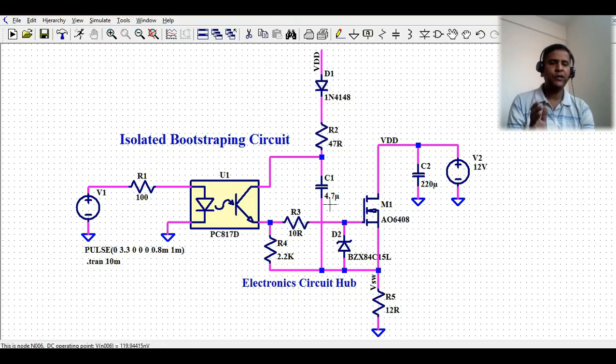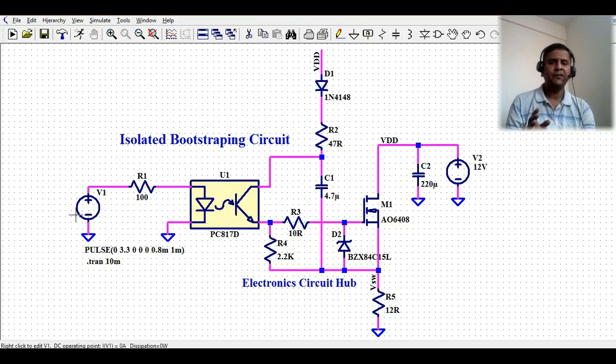So at this point of time, resistor R2 provides a charging path to C1, and the stored voltage across C1 is going to be VDD, whatever VDD you have. In our case, the VDD value is at the moment 12 volt, right? So when your MOSFET is not conducting, your C1 gets charged.